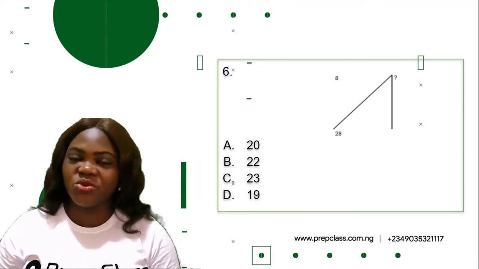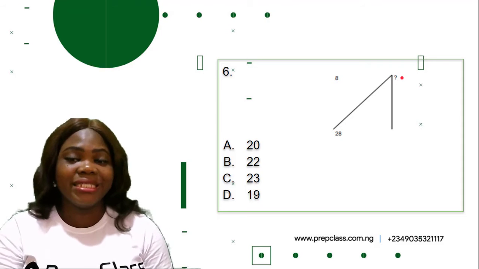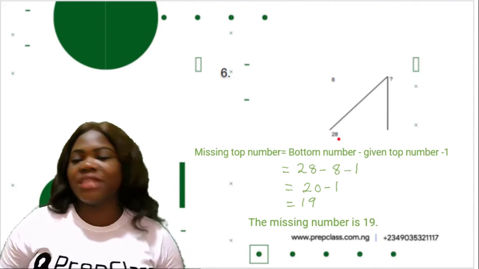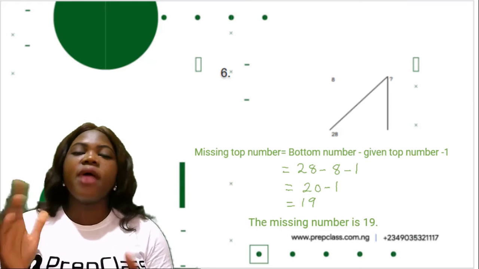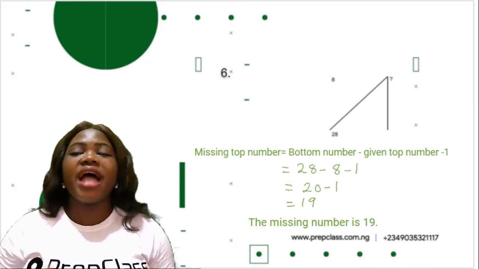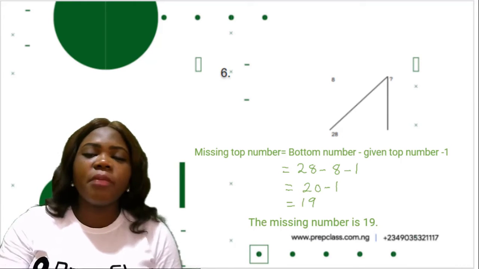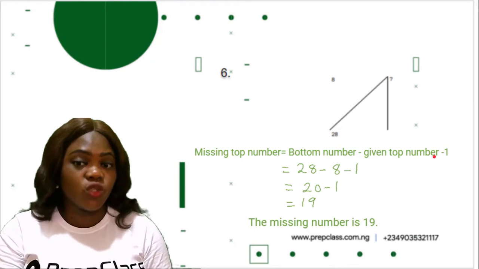So the first question is question 6. We're given just one of the top numbers. The second top number is missing, and then the bottom number is given. So remember from the samples that to get the bottom number, we add the two top numbers and add 1 to it. So here we're given the bottom number already, and we're asked to find the missing top number. So how do we find the missing top number? The missing top number is now bottom number minus the given top number minus 1.